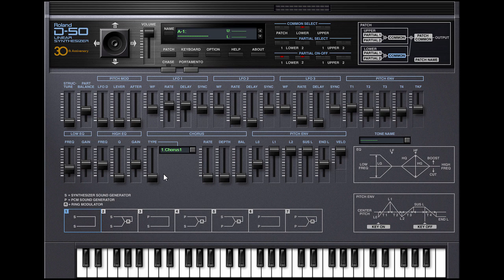You also have a chorus effect. Various algorithms can be selected with a type slider. Let's hear them. You can control the speed using the rate slider, and the amount can be controlled with the depth slider. And you can select how much dry or wet with the balance slider.